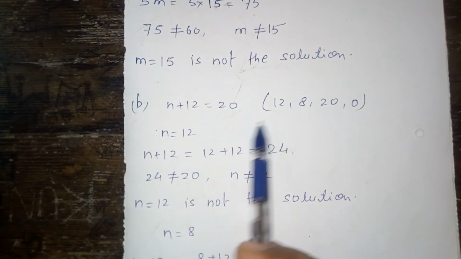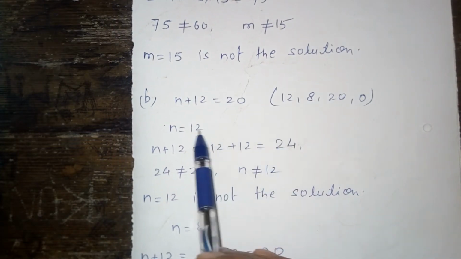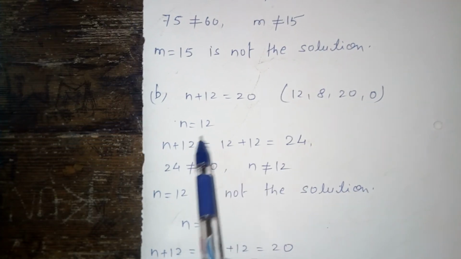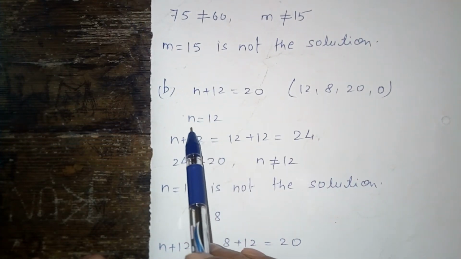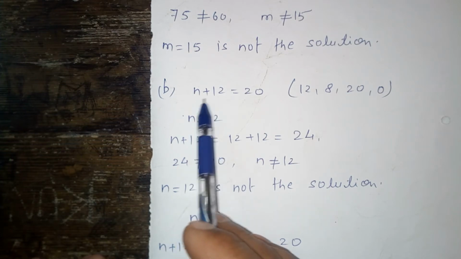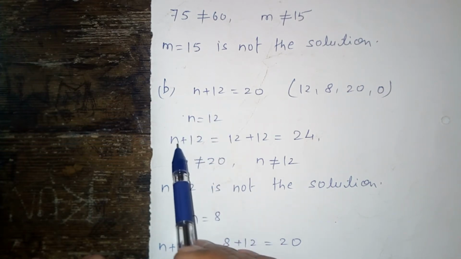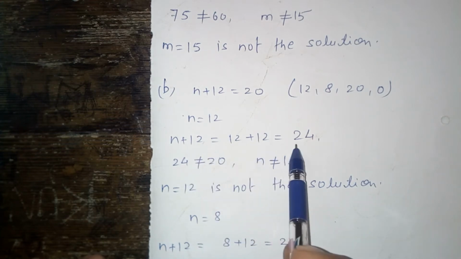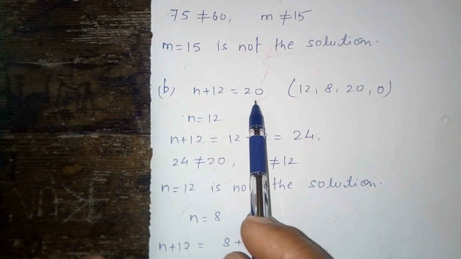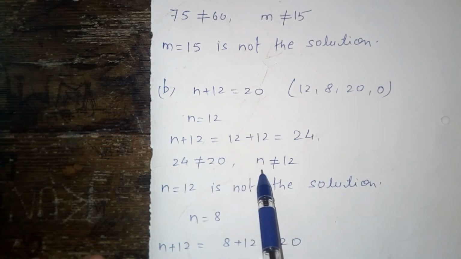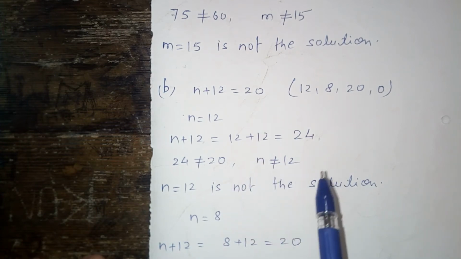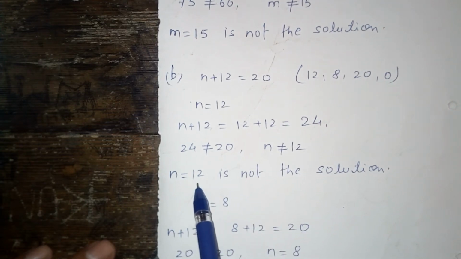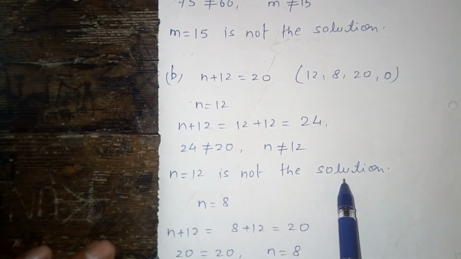Okay, the first value is n is equal to 12. So now we will discuss n plus 12. In place of n we will write here 12. 12 plus 12 will give you 24. And 24 is not equal to 20. Therefore n is not equal to 12. So n is equal to 12 is not the solution.